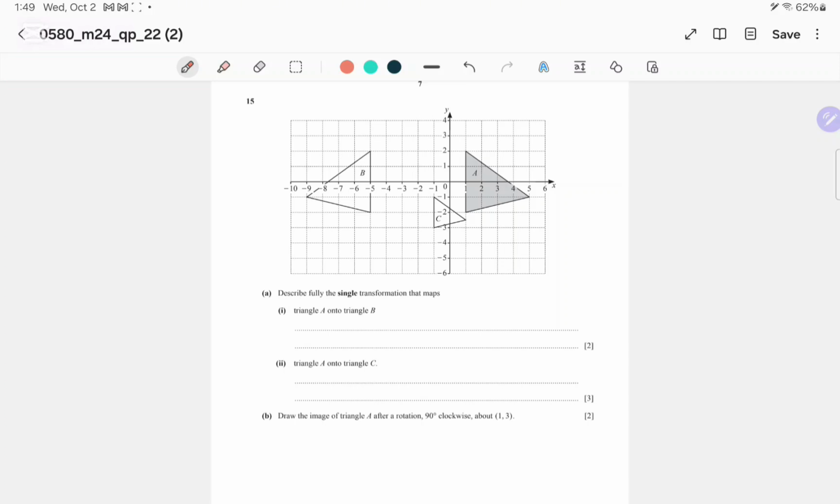I am moving to the 15th question. Describe fully the single transformation that maps triangle A onto triangle B. We have to find out what is happening. I think the size is the same, only a reflection has happened. How will you calculate the reflection? Calculate the same distance from the line. Let's keep 1 from here, 1 from here, 1 from here.